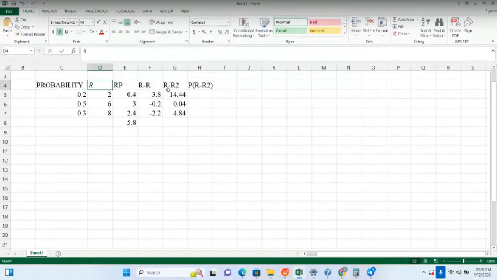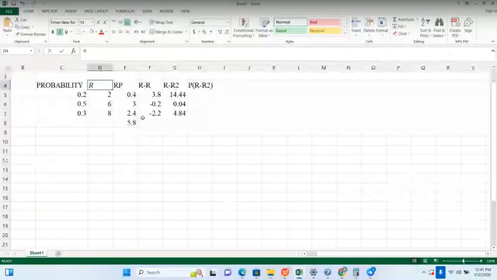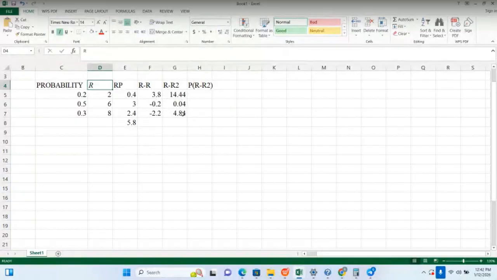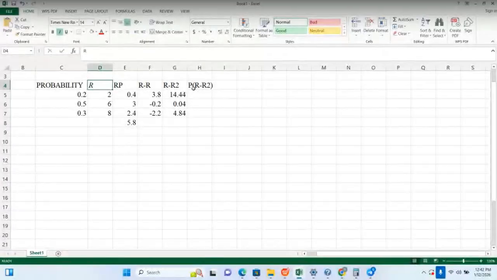Then we want to calculate our variance. For us to calculate our variance, we say R, that is the return, minus our mean, which is 5.8. That is how we arrived at 14.44, 0.04, 4.0, 4.84. Now, the next thing is to multiply this R minus R bar in brackets raised to power 2 by the probability.